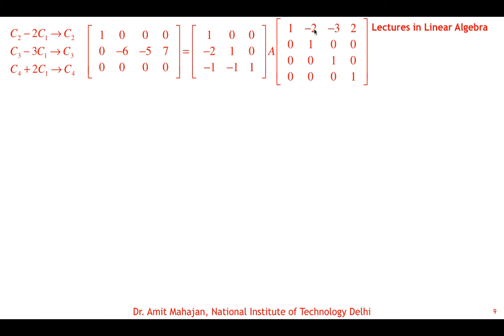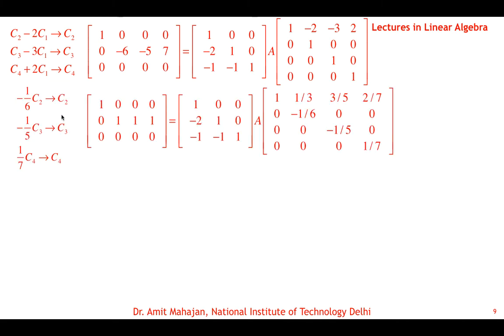So c2 minus 2 times c1 gives this element minus 2. Similarly, this becomes minus 3 because third column minus 3 times first in identity, and c4 plus 2 times c1 makes this element 2. Okay, now we can use this element here to make these two elements 0. So c3 is impacted by c2 to convert this to 0, and c4 using c2 to convert this to 0.